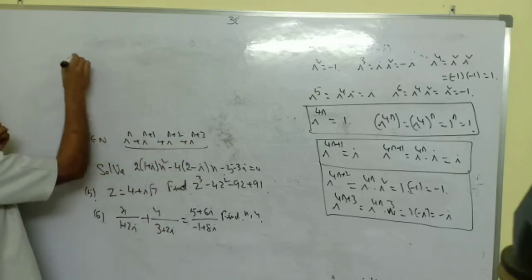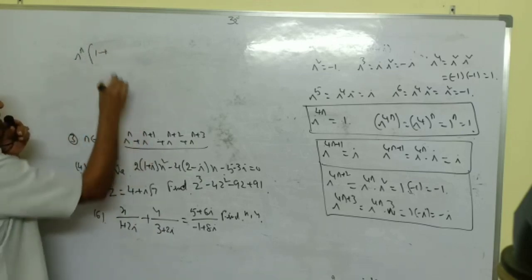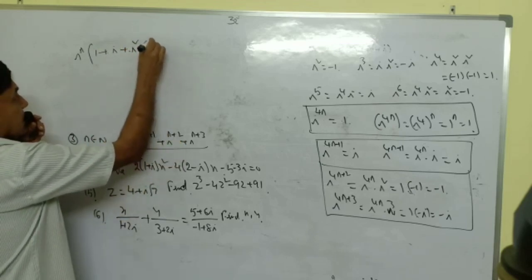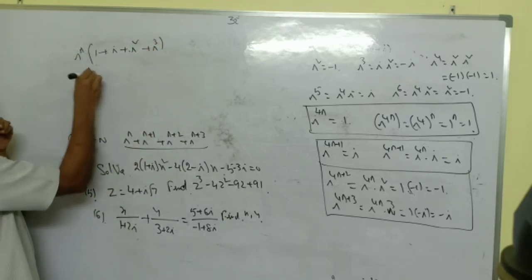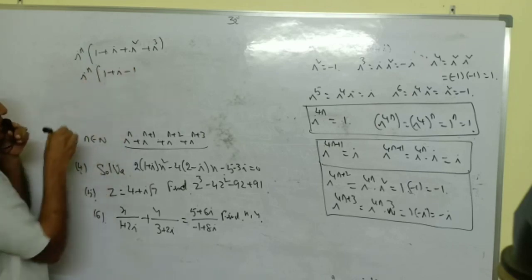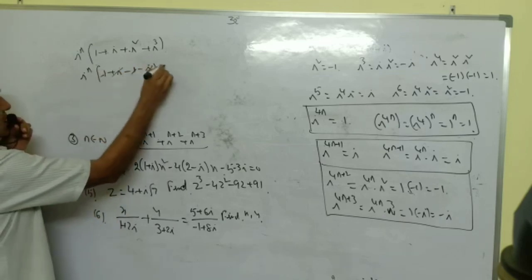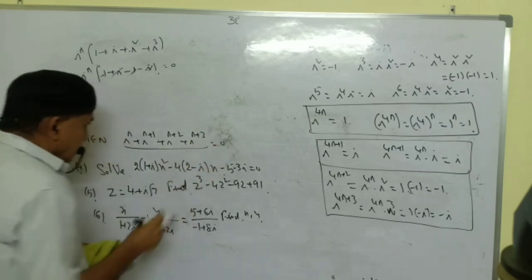Observe this. You take out i power n outside. We get 1 plus i plus i square plus i cube. So i power n into 1 plus i minus 1, i cube is minus i. So all will cancel to 0. That's it. So the value of this happens to be 0 like this.